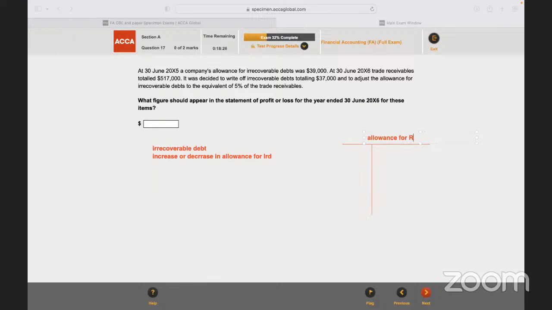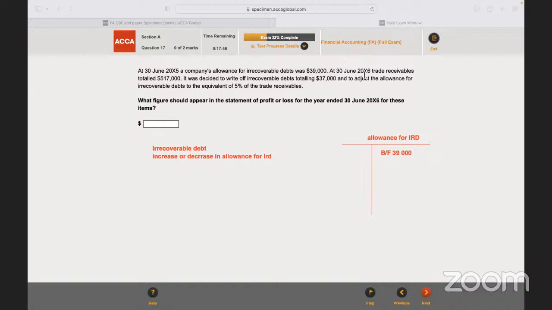Okay, let's start. So first one, on June 2005, a company's allowance for irrecoverable debt was 39,000. So guys, see, the company already has an allowance. Normally in accounting, allowance brought forward is always on the credit side. Brought forward 39,000.